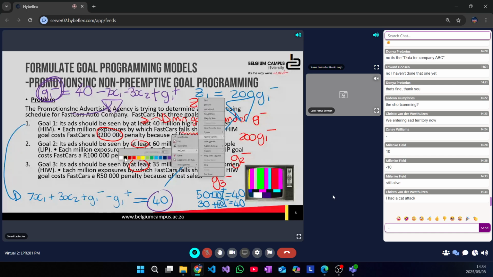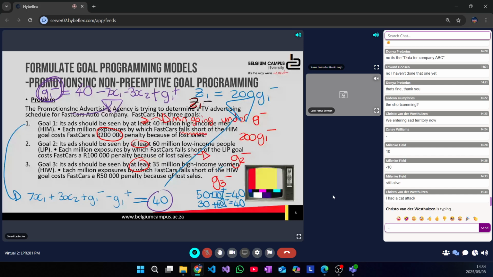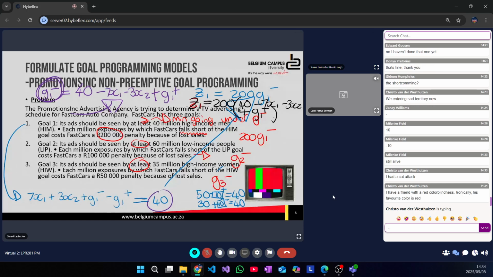So we're going to substitute that into here. So Z1, why did I go with red again? I don't know why I like red. Sorry for who doesn't like red. You have no choice. So Z1 equals 200 times what? Substitute. What is G1 minus? 40 minus 7x1 minus 3x2 plus G1 plus. Now that 200 will be multiplied with everything. That's what the formula does on Excel. It multiplies the 200 with everything. That's it.